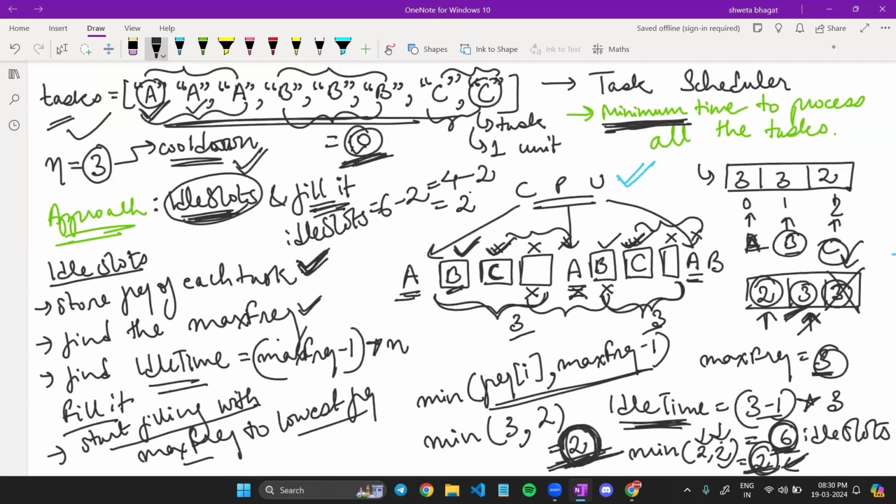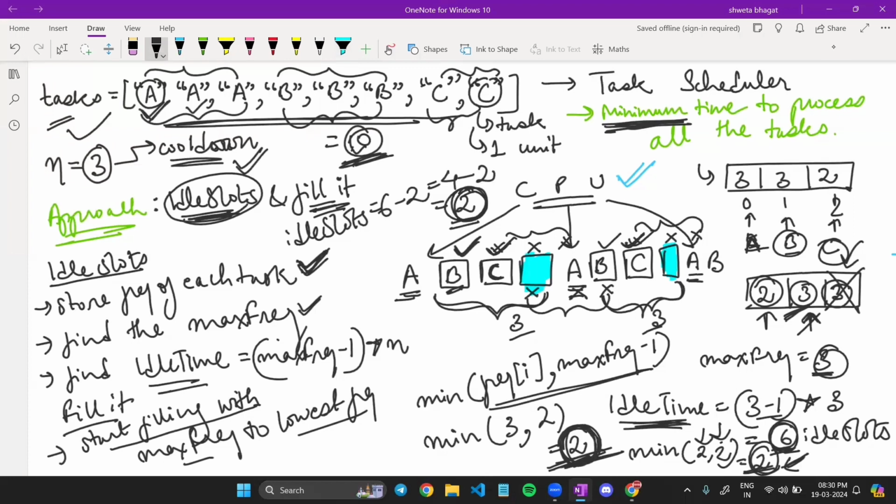So what we will have? We will have 2. Now what does this 2 represent? This 2 represents that only 2 slots have been left idle. And what are those 2 slots? It's this one and this one. And we can clearly see that we are left with 2 idle slots, correct? Now, since we have 2 idle slots, what would be our answer?